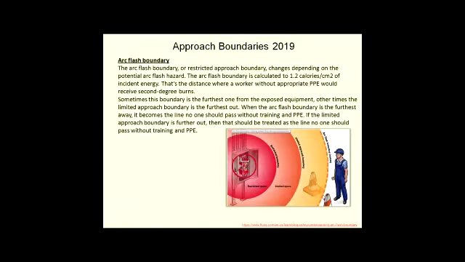All right, so approach boundaries. Okay, arc flash boundary, which is the furthest one. Similar thing, the arc flash boundary or restricted approach boundary changes depending on the potential of the arc flash hazard, which is what we just talked about in the first slide of the 2015 boundaries. The arc flash boundary is calculated at 1.2 calories per centimeter squared of incident energy. That's the distance where a worker without appropriate PPE would receive a second-degree burn.